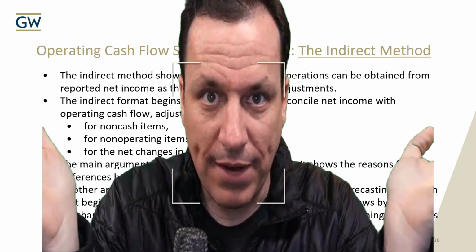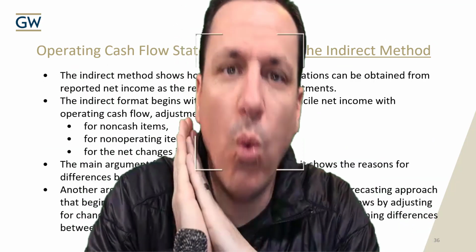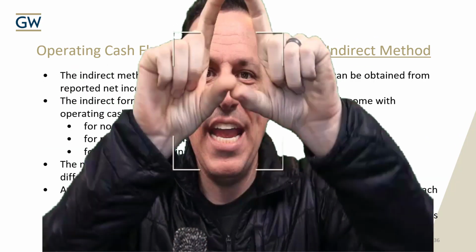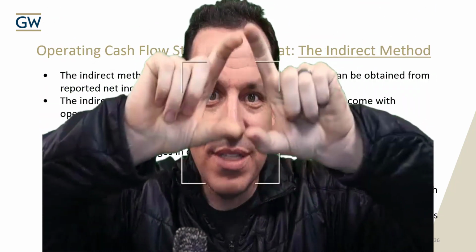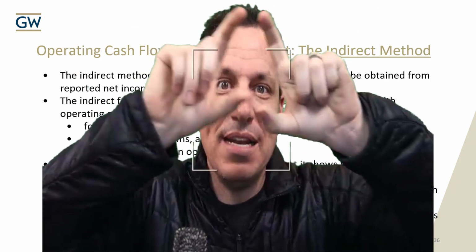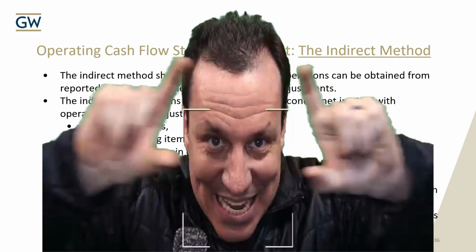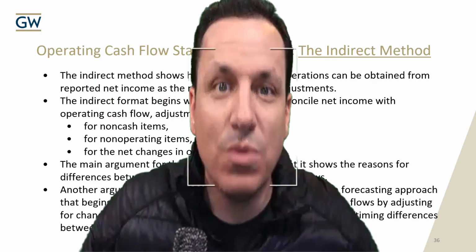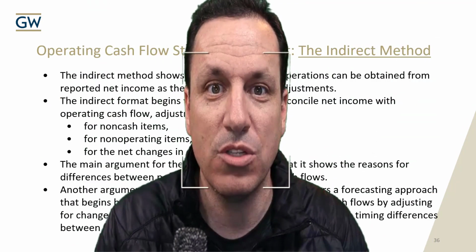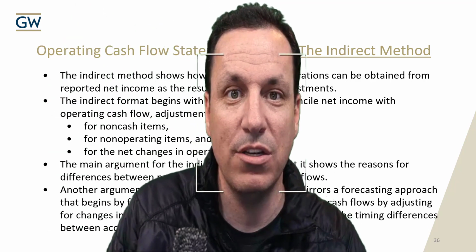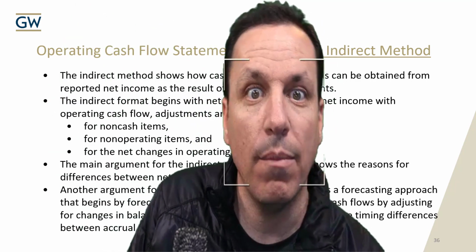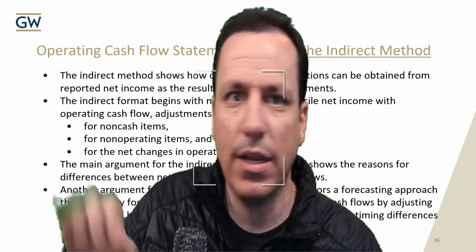Oh, I forgot to mention, the way you remember this is indirect starts with IN. So does net income, right? Indirect, net income. You'll know it starts with net income if it's the indirect. The IN is the giveaway. So indirect is net income. The direct method just shows you the direct cash flows.